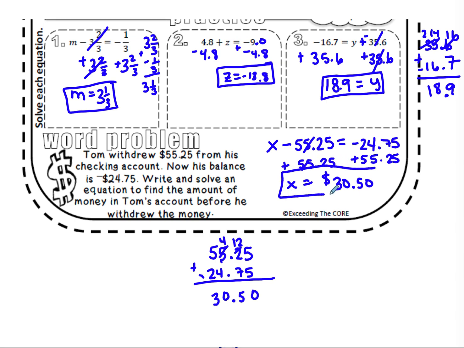And if you think about it, hopefully that makes sense. He started with about $30. He took out about $55 and had about negative $25 left. So that makes sense to me that you would start with a number that was smaller than 55 if we're going to end up with a negative $24.